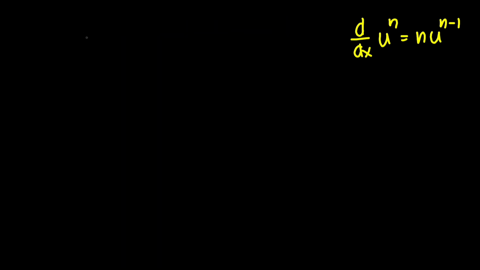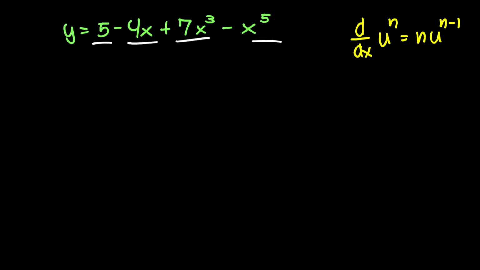For our third problem, it would be y equal to 5 minus 4x plus 7x cubed minus x to the power of 5th. In our case, take the derivative of each term again, starting with 5. Y prime here would be equal to the derivative of 5, which is a constant again, would always be equal to 0, minus the derivative of 4x.